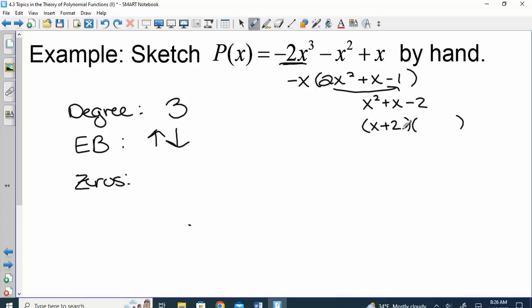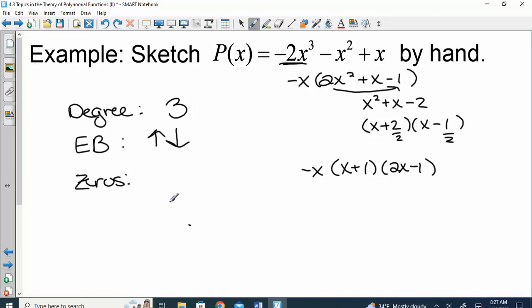x plus 2, x minus 1, divide by 2. So we get x plus 1, 2x minus 1, and what else do I need? The negative x that I pulled out before. So that's my factored form.